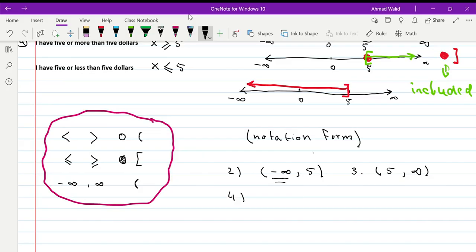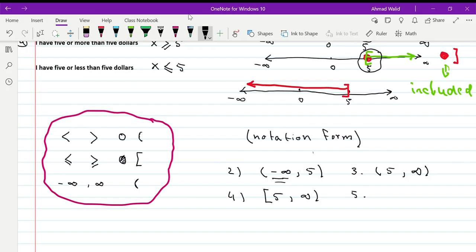I have 5 or more than 5. Look, for 5, what did I use? A bracket. Then open a bracket, 5, comma, infinity, and for infinity, parentheses. For sentence number 5, I have 5 or less than 5.